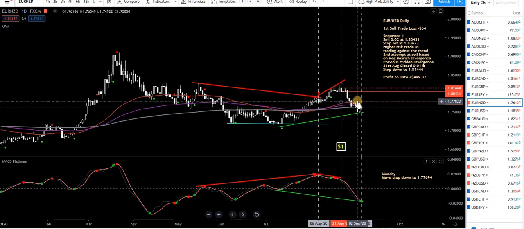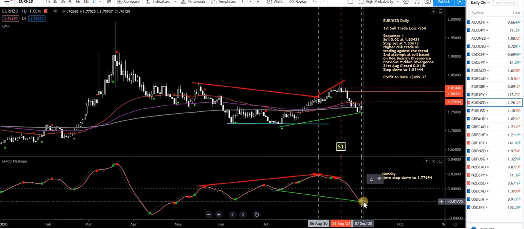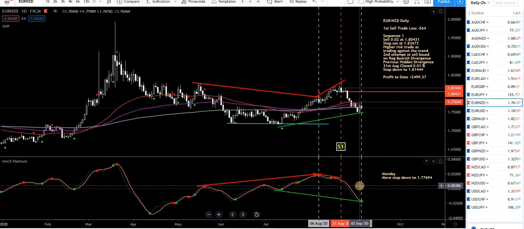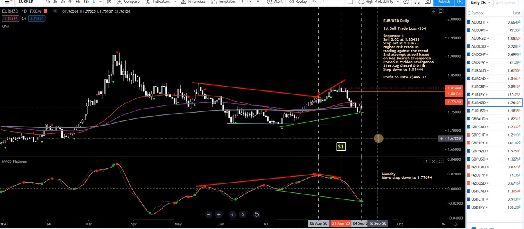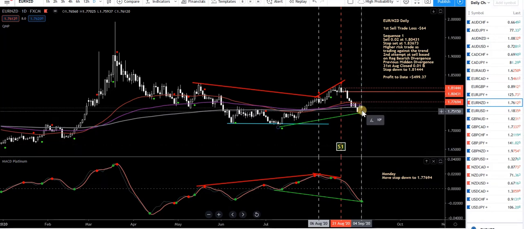Already closed half. Now on Monday I'm going to move my stop down to this level here. The reason being, this grey line, you can see this grey line here now. There's a green dot on the MACD Platinum on Monday. That's a gimme. That's going to be there. So that means tighten up my stop.